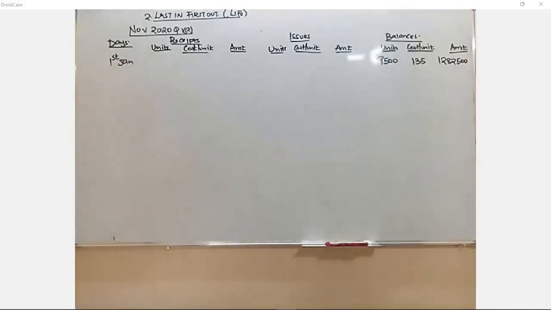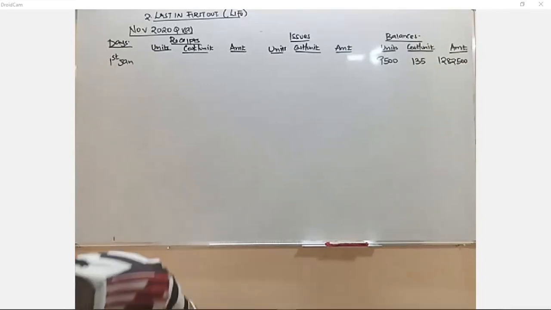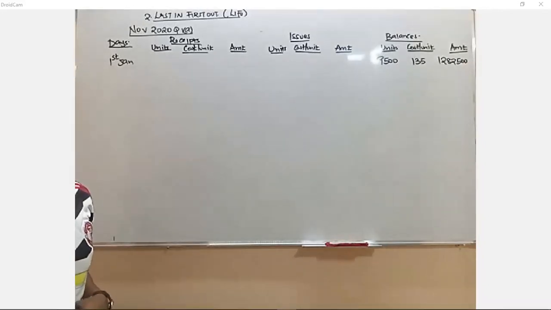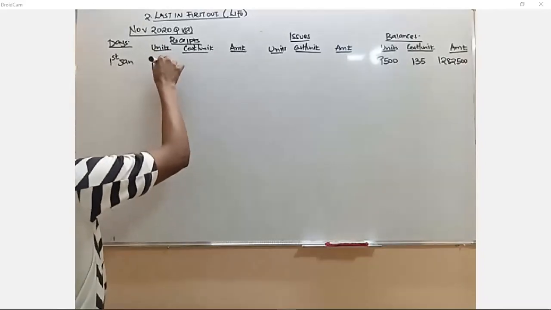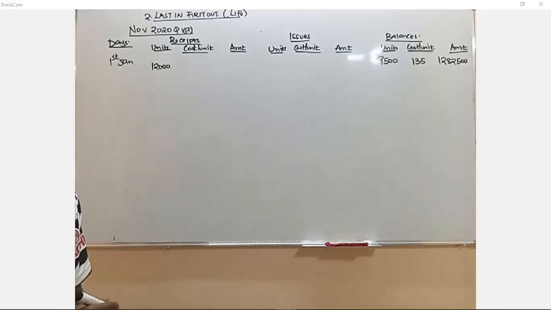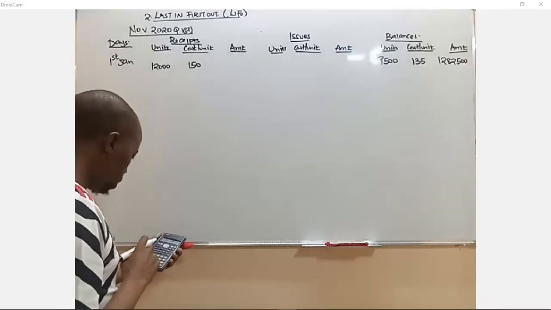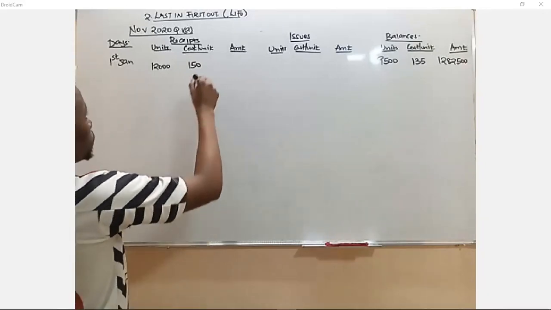12,82,500. So the next activity was when? The next activity took place on, let me check the data given by the examiner. We are also being told on 1st January again, there are some of the goods that we were able to purchase. So we purchased 12,000 units. So just record them here, 12,000 units. We purchased them at 150. So 12,000 times 150, we are getting 1.8 million.